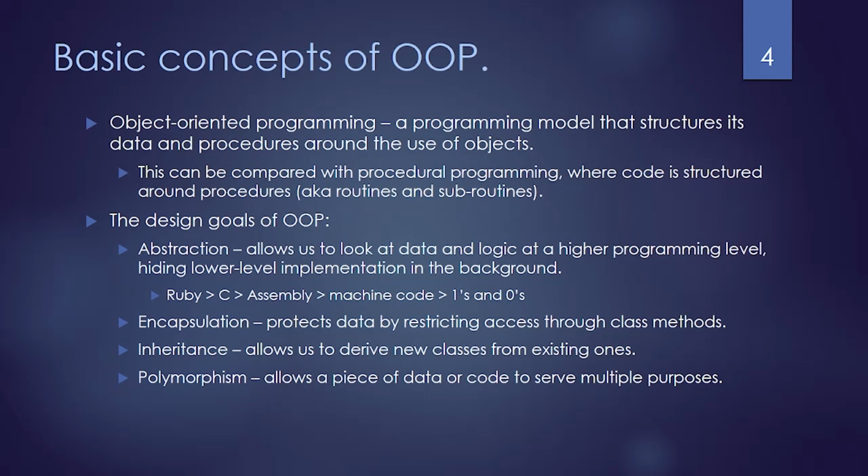Just one more slide I felt compelled to include before we start looking at some code. And this slide is a brief overview of the basic concepts of object-oriented programming, or basically the reasons we use classes and objects. Object-oriented programming is a programming model that structures its data and procedures around the use of objects. And you can compare this with procedural programming, which instead structures its code around just the use of procedures, also known as routines and subroutines. And both these models have their strengths and weaknesses.